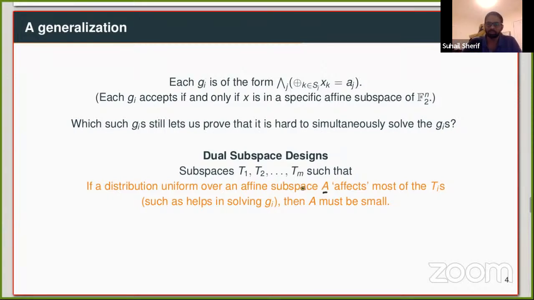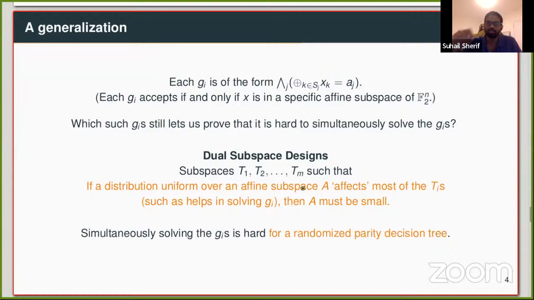So it doesn't give us our complete communication lower bound, but it does give us a lower bound in the model of parity decision trees. So this is hard for a randomized parity decision tree.